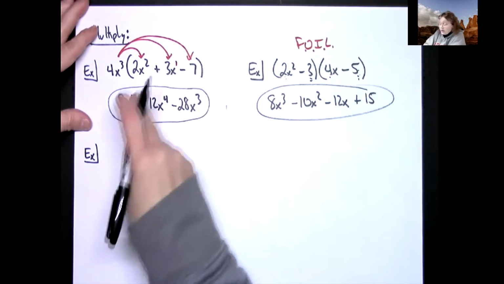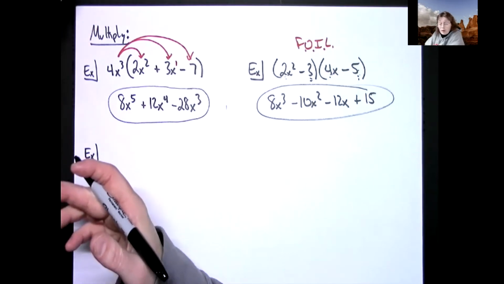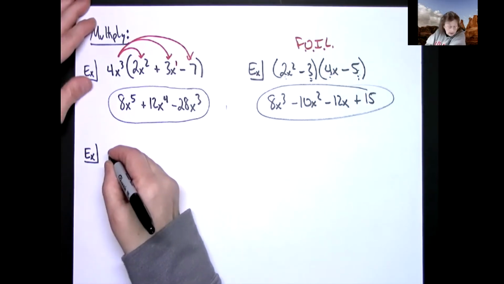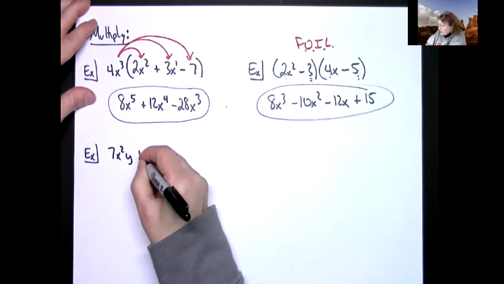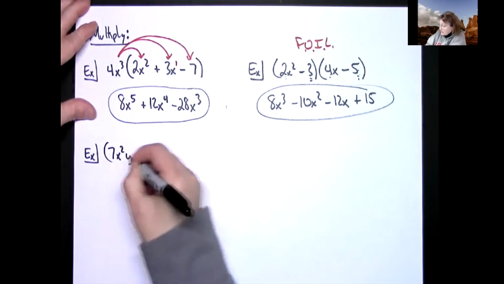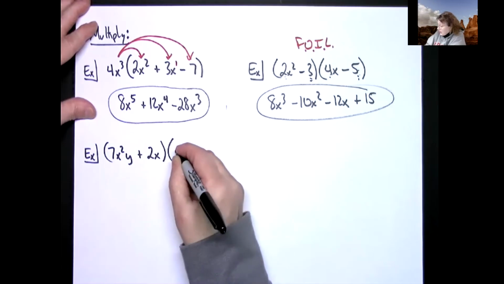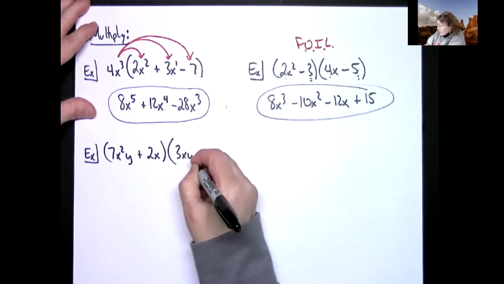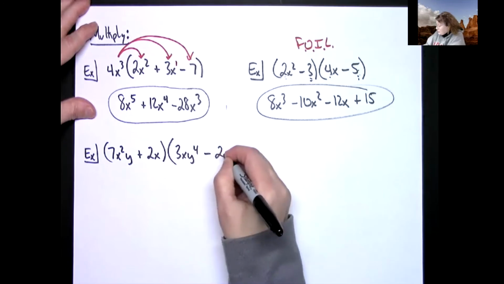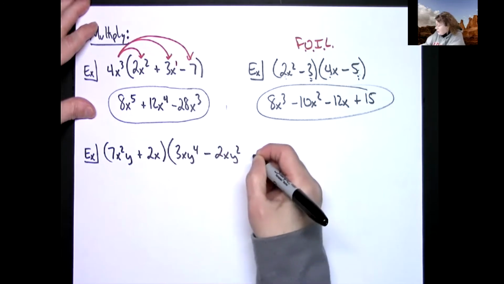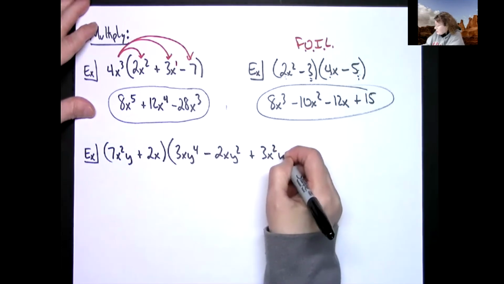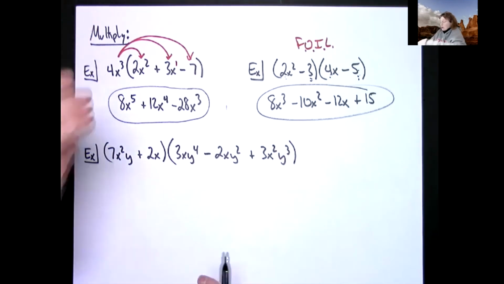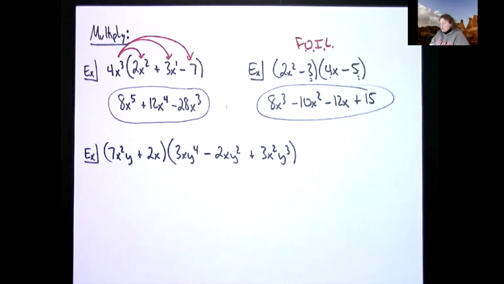These were all single variables. Let's throw in like 2 variables. Okay. So let's do like a 7x squared y plus a 2x. All right. And let's multiply that by a 3xy to the 4th minus 2xy squared plus 3x squared y to the 3rd. All right, again, I'm just randomly making these up. They're just polynomials.